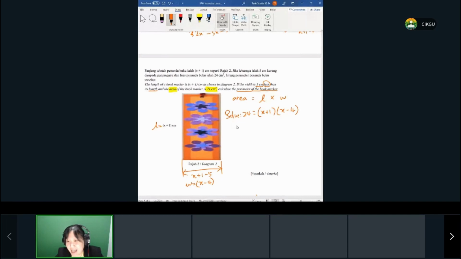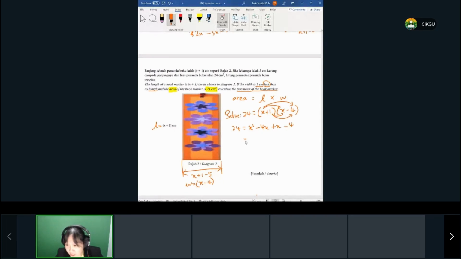Okay, same old thing, I do very fast. This one I hope expansion can do. Hey, when did you guys learn this expansion, quadratic expansion, from Form 2 or from Form 1? I cannot remember. But this one, and then this one. Okay, so x times x squared. X times -4, -4x. 1 times x, positive x, -4.